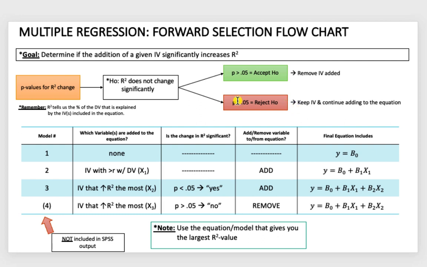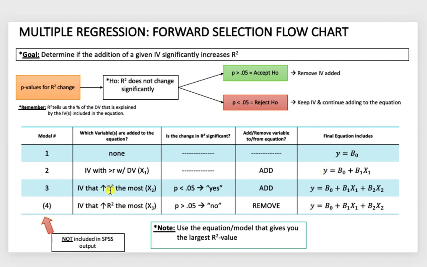Therefore, if we follow this flowchart, does R-squared change significantly? P-value signals yes. So we keep the independent variable in the equation, and then we just keep adding to it. So let's say that we have put in our first variable that has the strongest correlation. We've increased R-squared significantly, so we decide to add it, and then we end up with an equation that has a single independent variable with our y-intercept and our dependent variable that we're trying to predict.